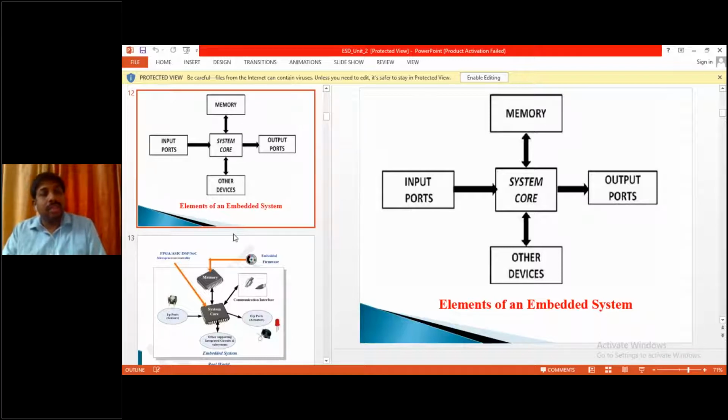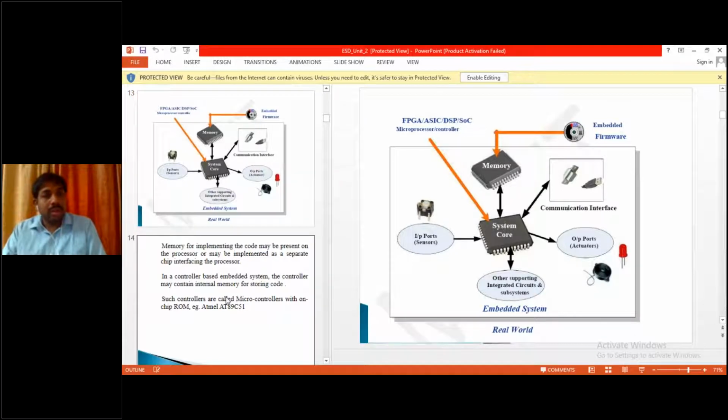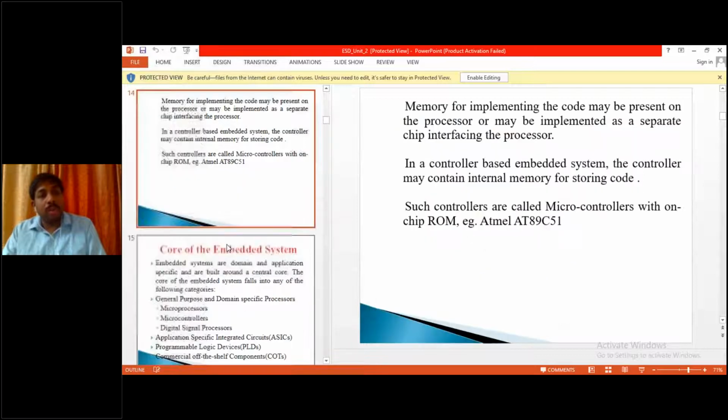So you can see here a system core, input ports, output ports, all peripherals are connected, and the memory is connected, and in the memory we have stored the embedded firmware. So there is a microcontroller with the on-chip ROM called Atmel 89C51.